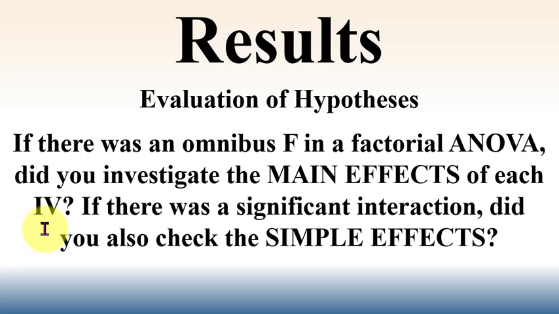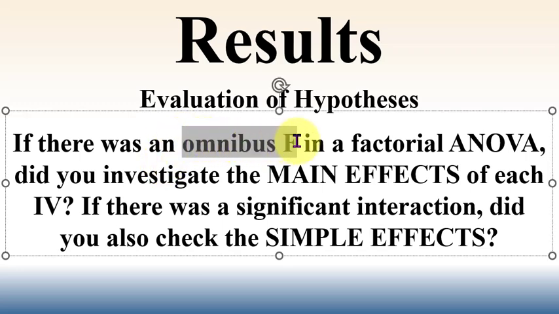Now, just a quick sidebar. If you're running a factorial ANOVA, that means you have more than one categorical variable, but just one DV, right? So if there was an omnibus F, in other words, the first ANOVA on that first corrected model line in your SPSS shows that the F was significant, that means there's a significant difference in there somewhere, but it doesn't tell you which groups are significantly different. So if there is an omnibus F, you're supposed to report the main effects.